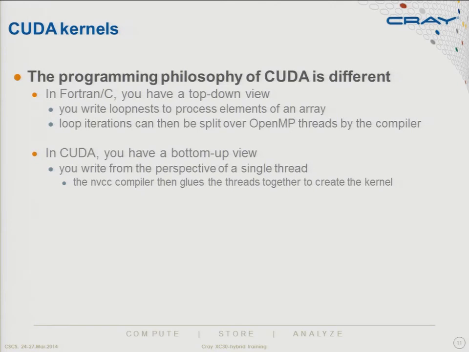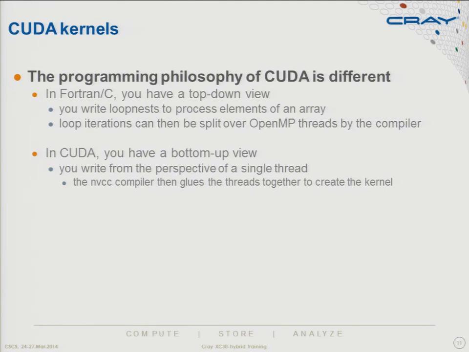In CUDA, it's a very bottom-up view of things in that you don't write from the perspective of the whole array. You write from the perspective of a single thread. And you say, this thread is going to do this operation. It's going to do a finite difference. For a particular array element, it will do the finite difference of one element to the right and one element to the left, for instance, if this was a simple stencil. And you write it from the perspective of that thread.